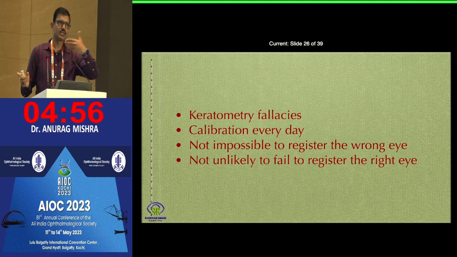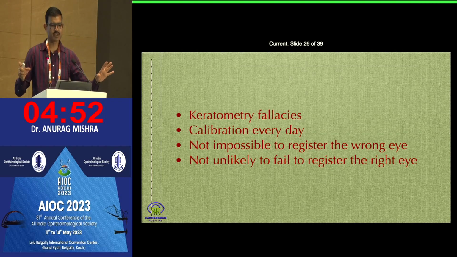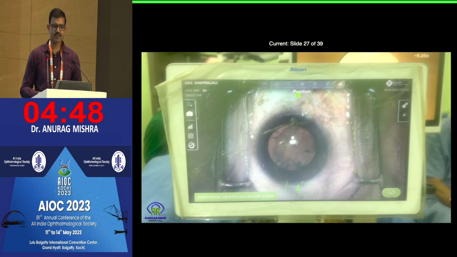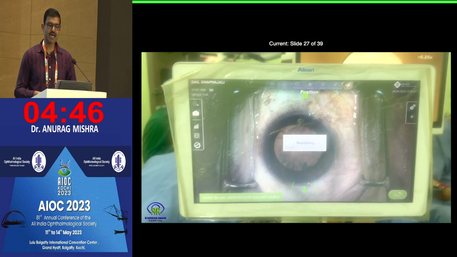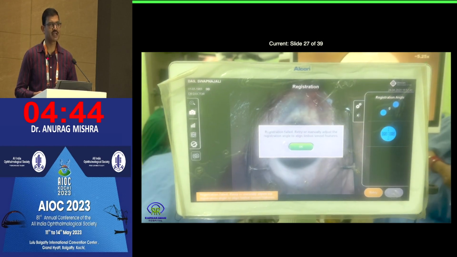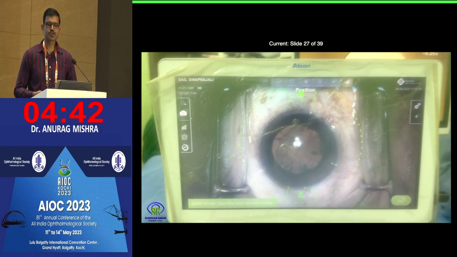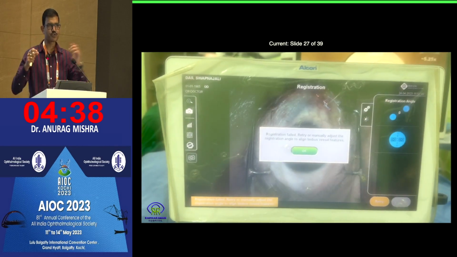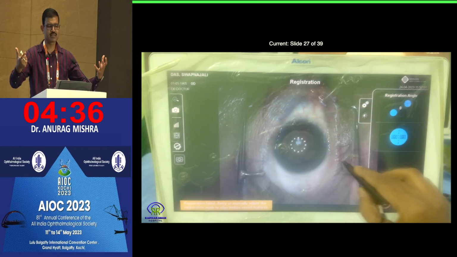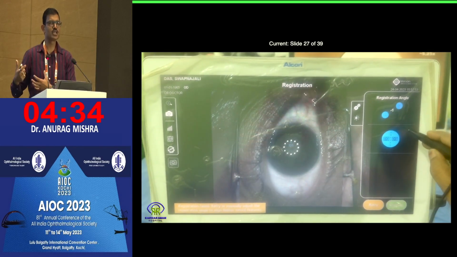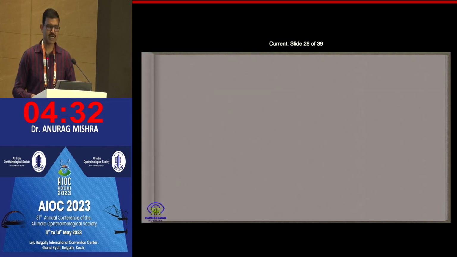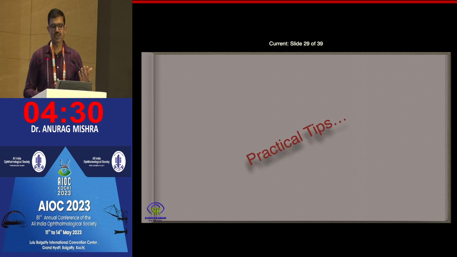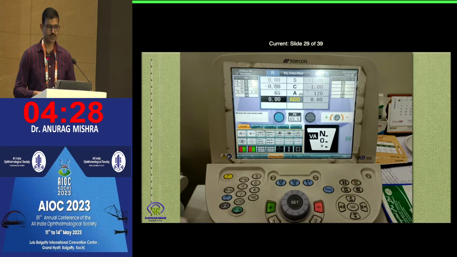As we saw, the summary is projected. It's not impossible for the machine to register the wrong eye. It is not unlikely to fail to register the right eye too. Like in this example, the eye is right, but the registration has failed. So you have to go back, switch the machine, tap one button where the machine understands that you're trying to override the automated registration process and manually do it, and then the machine registers the eye. And that you can do only when you have access to it.